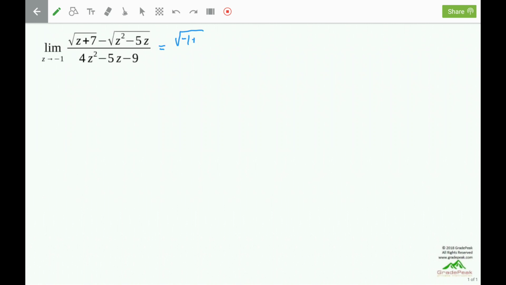That will give us the square root of -1 plus 7, minus the square root of -1 squared minus 5 times -1, divided by 4 times -1 squared minus 5 times -1, and then minus 9. In the numerator, -1 plus 7 is 6, minus what will be -1 squared, which is 1, and -5 times -1 is a positive 5.